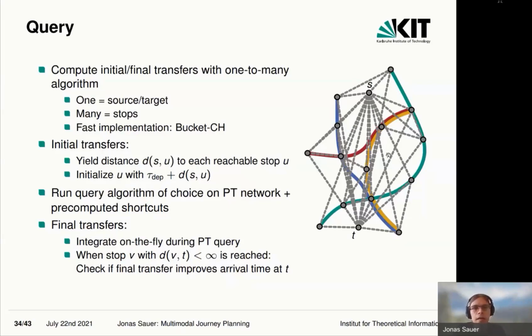This graph might not look any simpler than the one we started out with, but the advantage is that we only have to explore the initial transfers once, and then initialize all the stops that we reach with their respective distances. Then we can run on the public transit network any query algorithm of choice using the pre-computed shortcuts. And then we can integrate final transfers, which is done by every time we arrive at a stop, we check if we can take a final transfer to the target and improve our arrival time there.